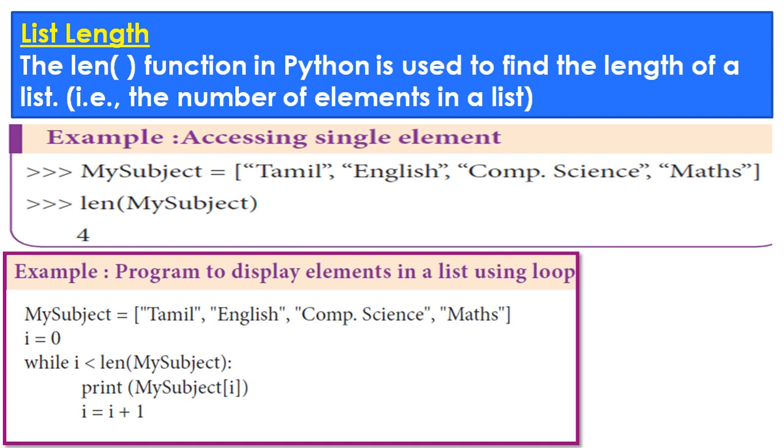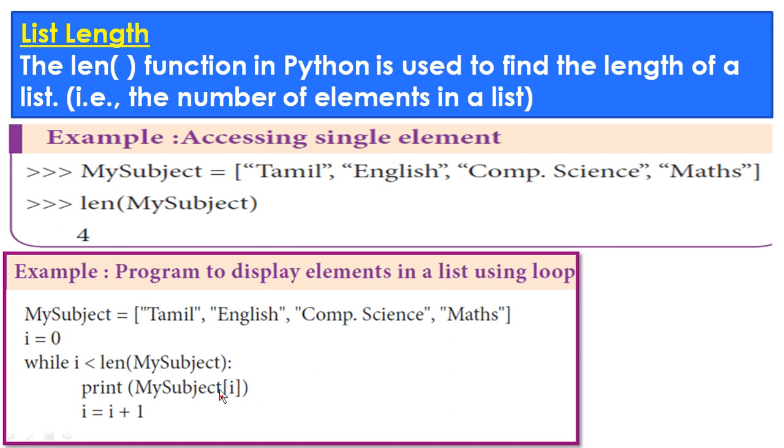This is an example program to display the elements in a list using a loop. my subject = Tamil, English, Computer Science, Maths, i = 0, while i < len of my subject. Here len of my subject is 4. So the condition is i < 4, and the condition is valid for 0, 1, 2, 3. When it reaches 4, this loop is terminated.